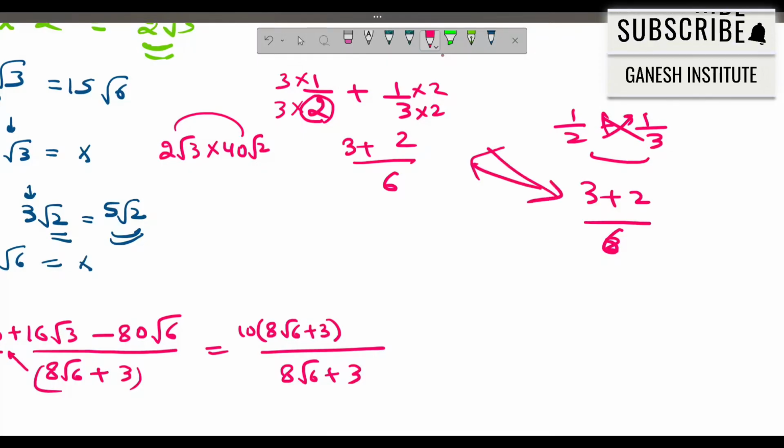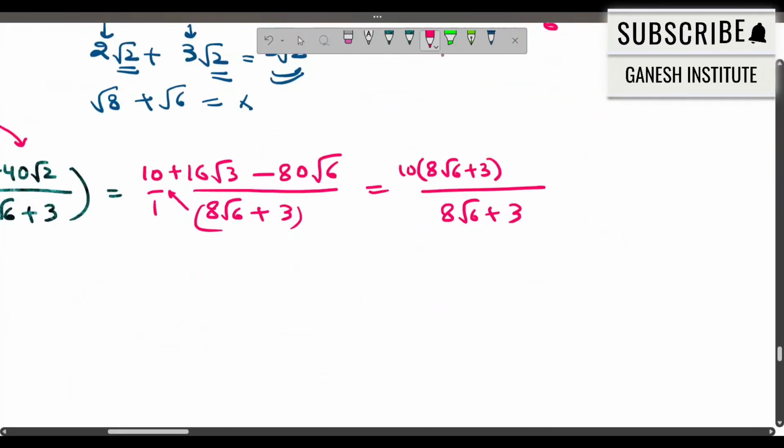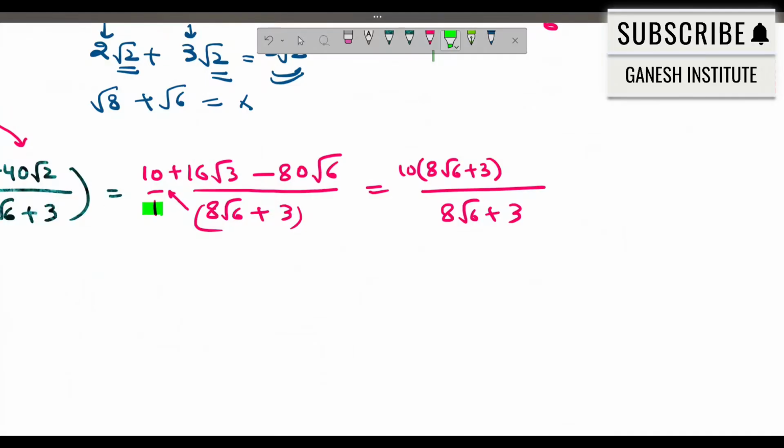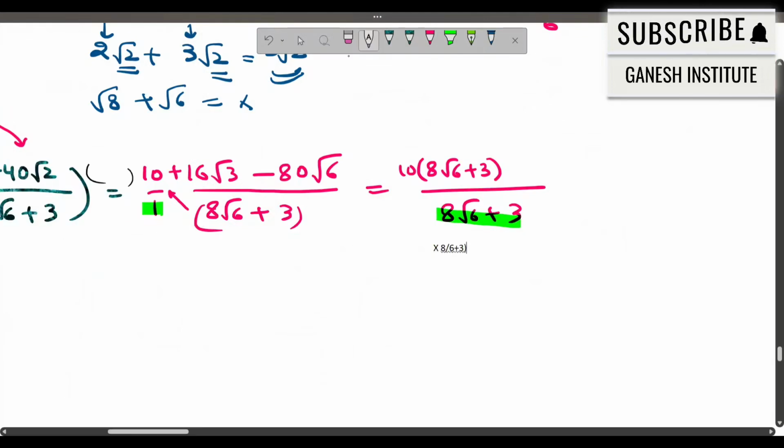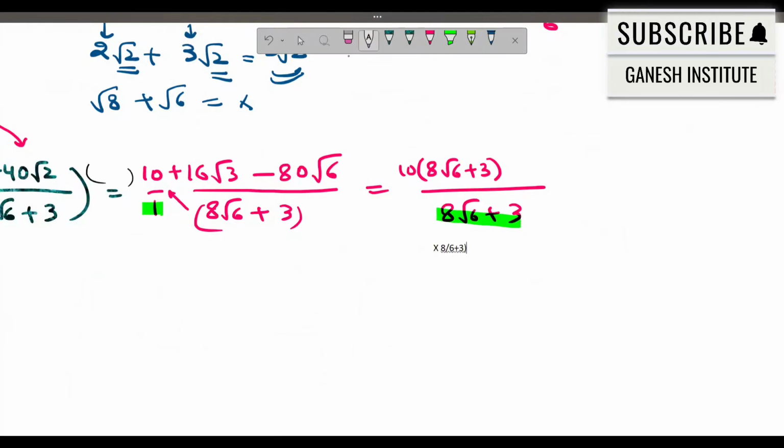Yeah. So this is how. The other way of saying it is, you have 1 here and you have this denominator. If you want to make this same, you have to multiply it with this whole 8 root 6 plus 3, right? In numerator and denominator. Yes or no? Yes. So that means what I'm doing indirectly is doing the cross. Right?